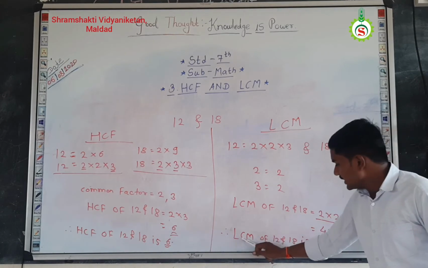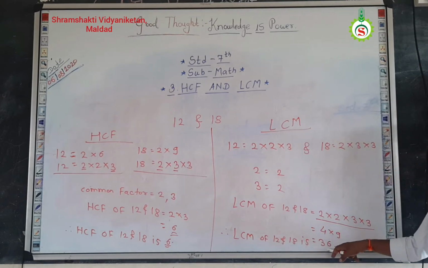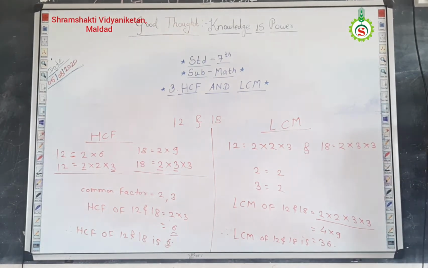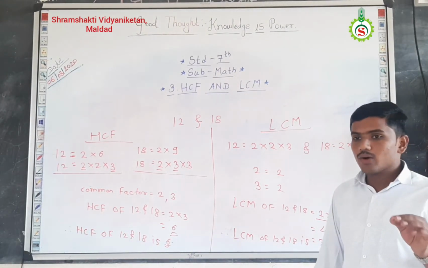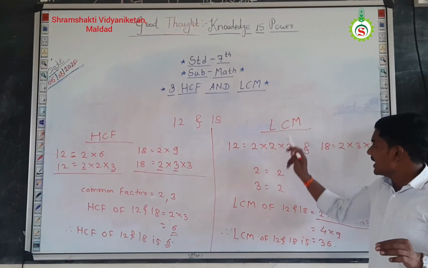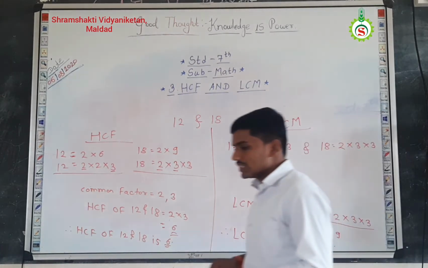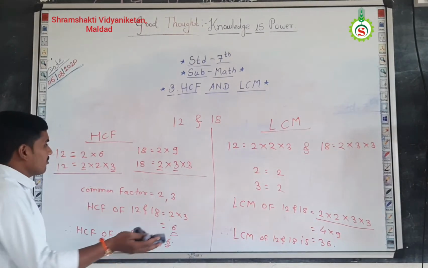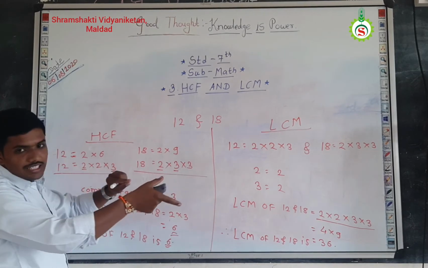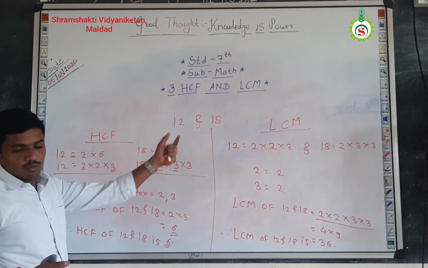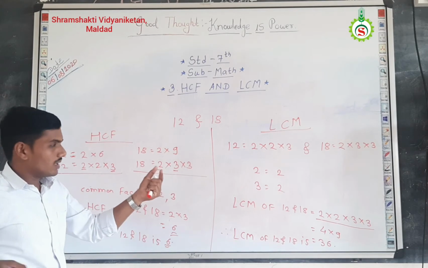That's why the LCM of 12 and 18 is 36. I think all of you understand how to find the LCM of the given numbers. From these examples, you understand the difference between HCF and LCM and how you can find the LCM of the numbers.